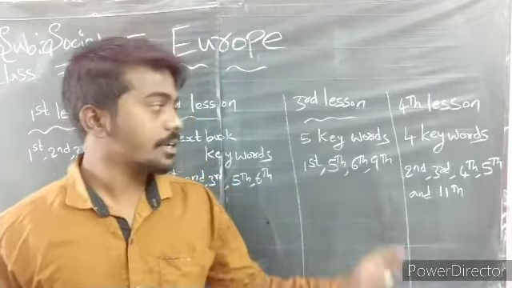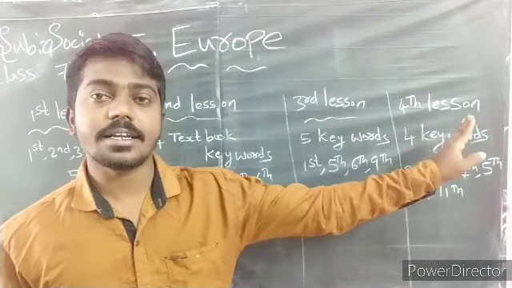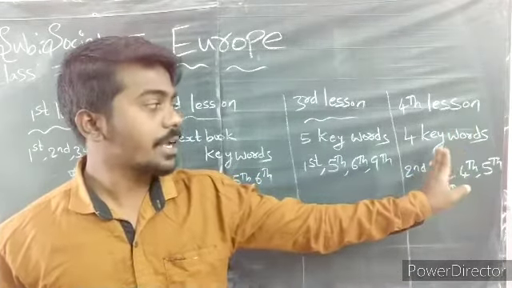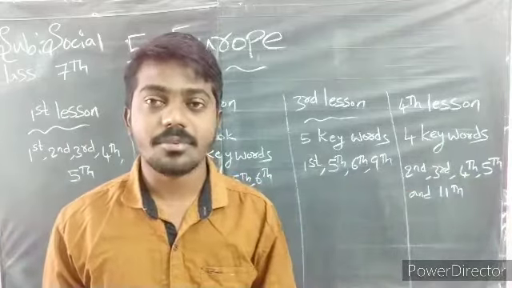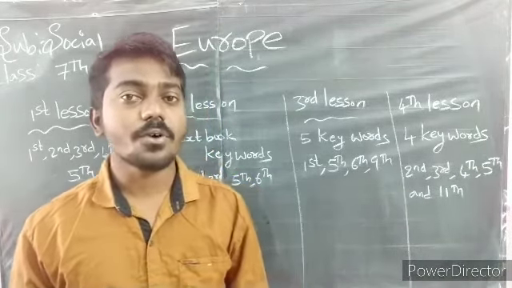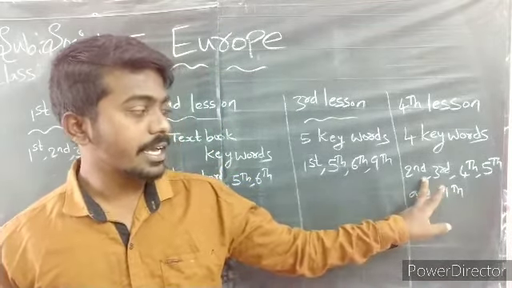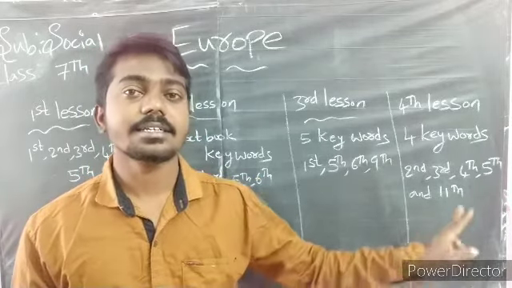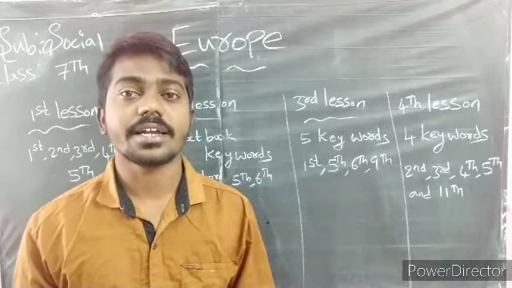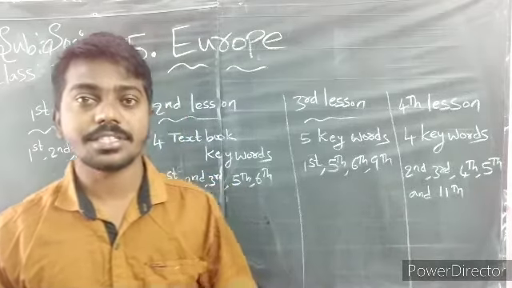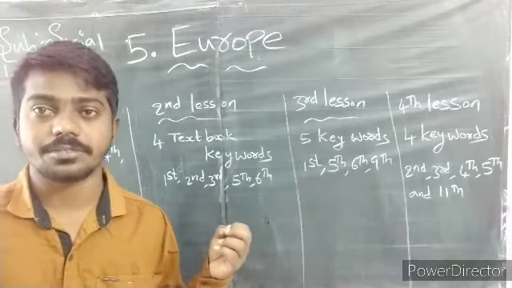After seeing them in the textbook, you search for the questions in the study material and you write. Now, children, coming to the 4th lesson. In the 4th lesson, I gave 4 keywords. And the question answers are: second, third, fourth, fifth and 11th. Okay, children, this is about your fair note.